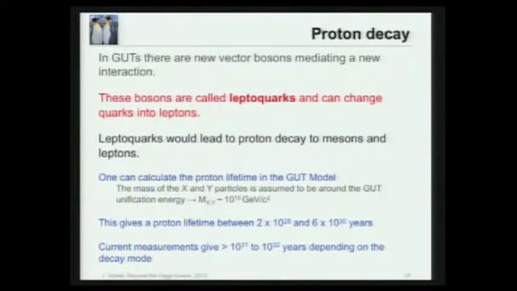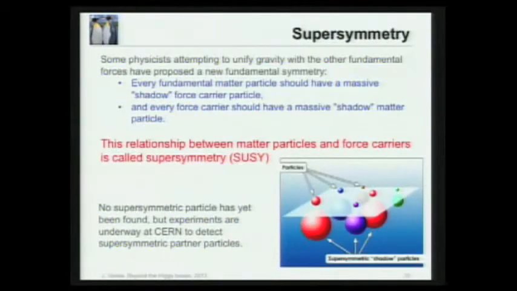So this was done, and the current measurements give values of lifetime that are 10 to the 31, 10 to the 32, so much higher than the prediction from the models. And so people now try other models, more complicated, but the issue is, of course, not yet settled. So it's something that is underway.